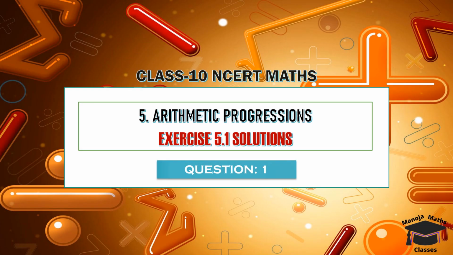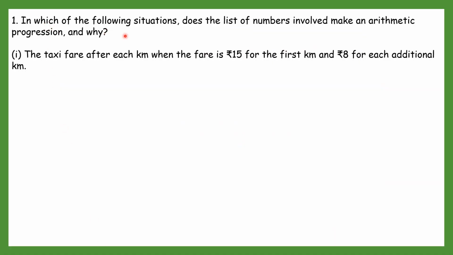Let's solve question number 1 in exercise 5.1, chapter Arithmetic Progressions, class 10 NCERT Maths. In which of the following situations does the list of numbers involved make an arithmetic progression and why? They have given us a situation. Based on the situation we should form the list of numbers and then check whether the list of numbers is in arithmetic progression or not.